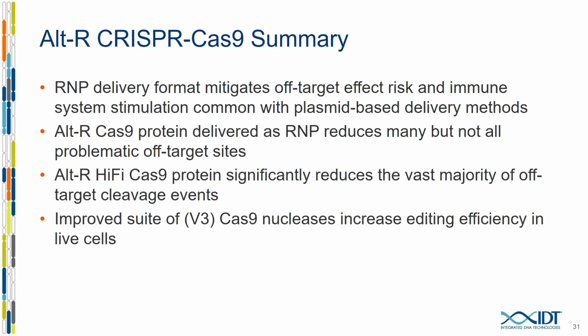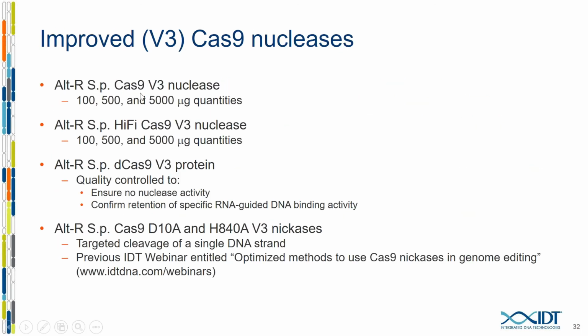And then finally, we've got this improved context for the Cas9 protein that we've introduced into every one of our Cas9 products. And that begins obviously with the wild type product. We previously offered 100 and 500 microgram quantities. We're now selling a larger 0.5 mg quantity. We also have this in the context of our HiFi. Again, we've introduced now a 0.5 mg quantity.